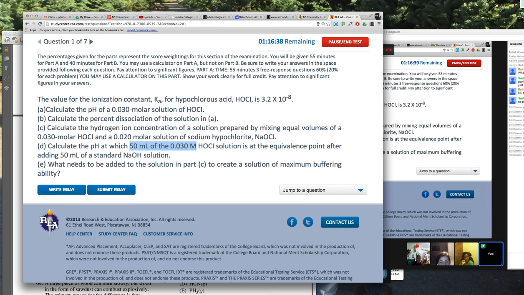What needs to be added to the solution in part C to create a solution of maximum buffering ability? So in part C, to create a solution of maximum buffering ability, you have HOCl. Calculate the hydrogen ion concentration of a solution prepared by mixing equal volumes of a 0.030 and a 0.020 molar solution of sodium hypochlorite. Well, that is a weak acid and its conjugate base, which is a buffer.